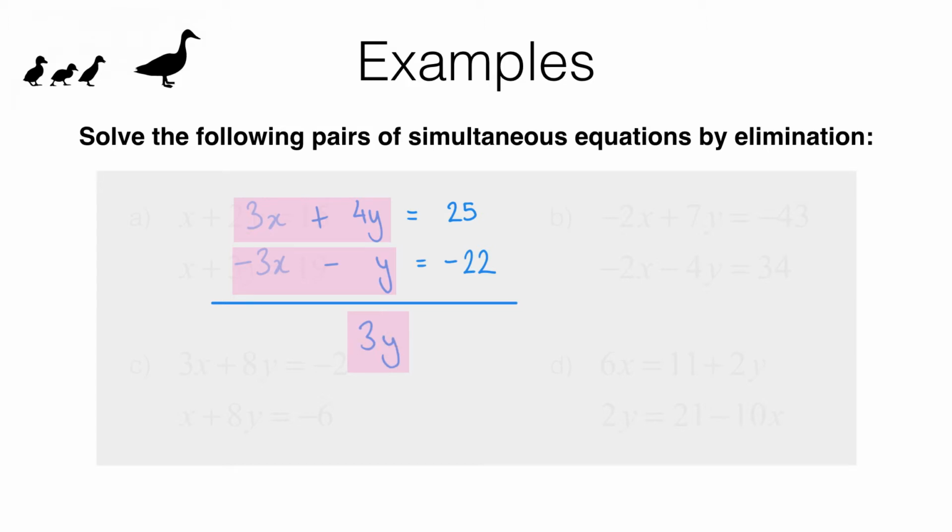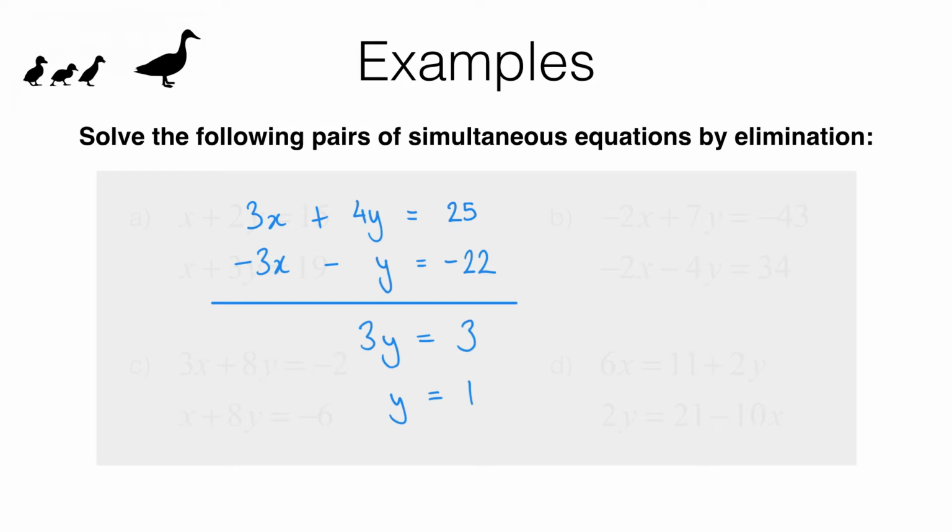So we've got that on the left-hand side, and that is going to be equal to 25 plus negative 22. When I add those together, I get positive 3. And from there, it's quite easy to see that y must equal 1. Now, we haven't finished solving these equations simultaneously. We've only found the value of y. But what we've got here are two equations with two unknowns. We need to find the value of x and y.